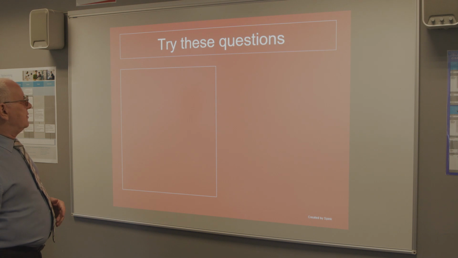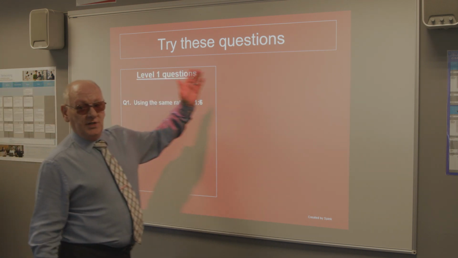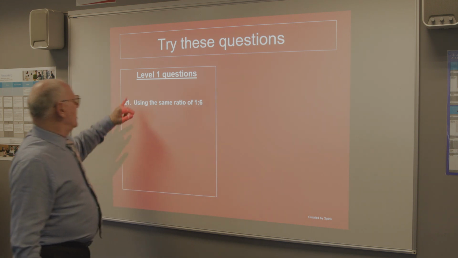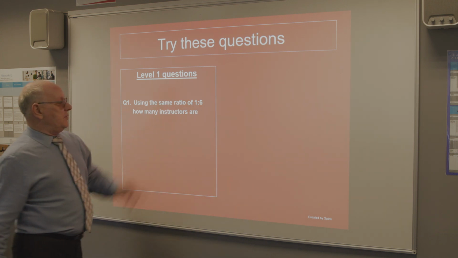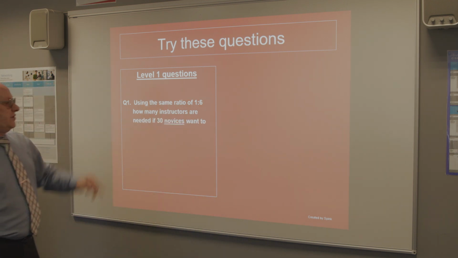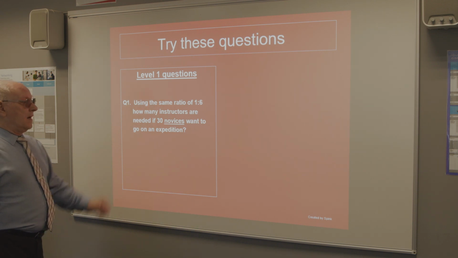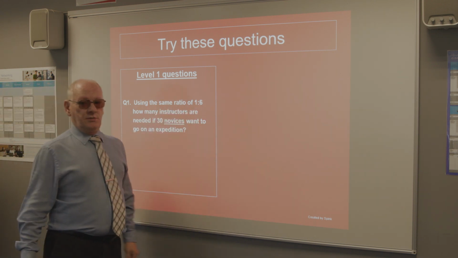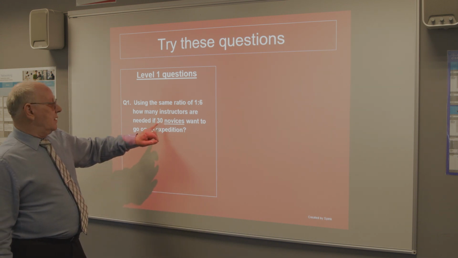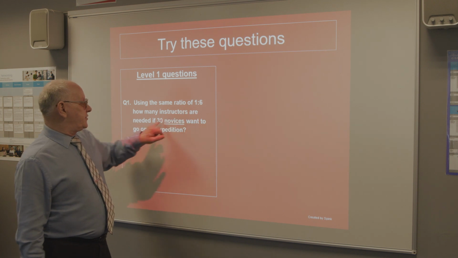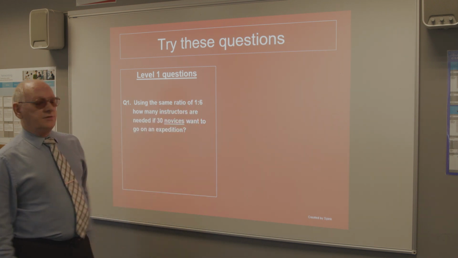Try these questions. I like how they split these up into level 1 and level 2. Level 1 question. Using the same ratio of 1 to 6, how many instructors are needed if 30 novices want to go on an expedition? It's 1 to 6, and 30 novices want to go. So if you divide 30 by 6, you get 5. So you do the same with that.